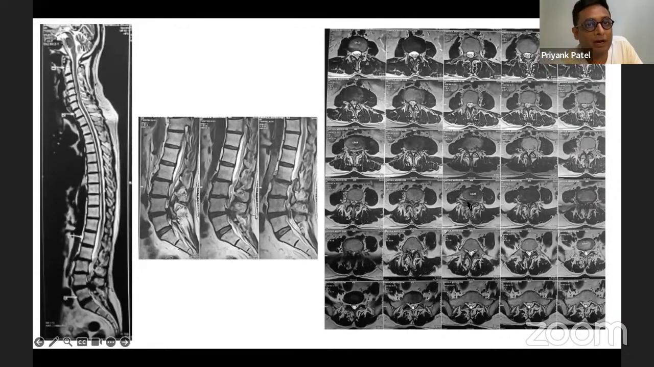Let's go to the upper level, L3-4. So L3-4, do you see that there is any stenosis? Yes, there is stenosis. Would you operate this patient if this patient came with only this stenosis? Yes, you would operate. So this should be in your decompression level. So now you have two levels which you want to decompress. There is level 3-4 and there is level 4-5.